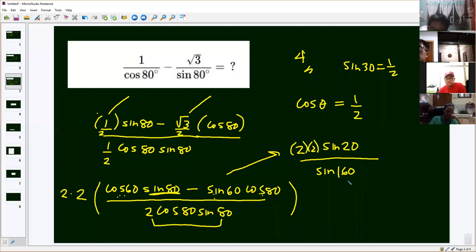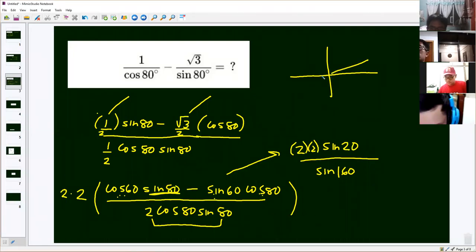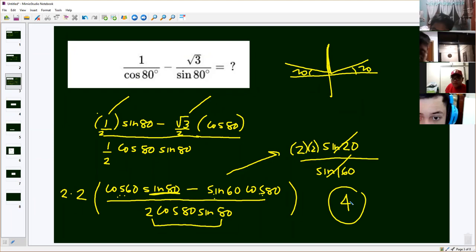You agree? And just looking at the location of these two angles in the quadrant, 20 is here, 160 is here. They both have a reference angle of 20. They're both in the positive side of the y-axis, meaning sin 20 is numerically equal to sin 160. This cancels out. So the answer is 4. Yes, sir. Okay, good.